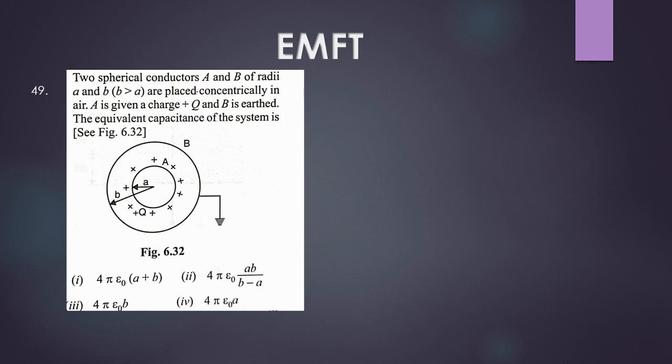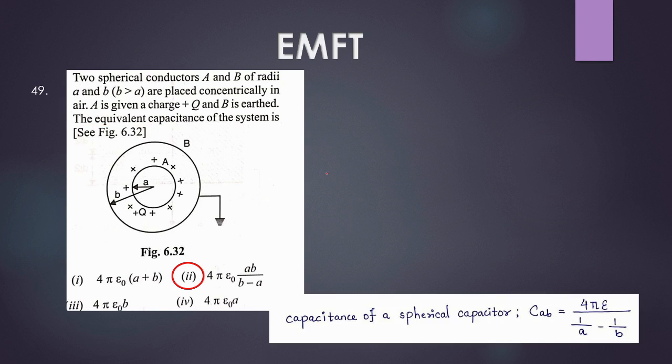Coming to the next question, two spherical conductors A and B of radii a and b are placed concentrically in air. It is asking about the equivalent capacitance of the system. Here the radius is small a, here the radius is small b. Then what is the capacitance of the system? Let's see what is the answer. The answer will be 4 pi epsilon ab by b minus a. This is a standard formula also.